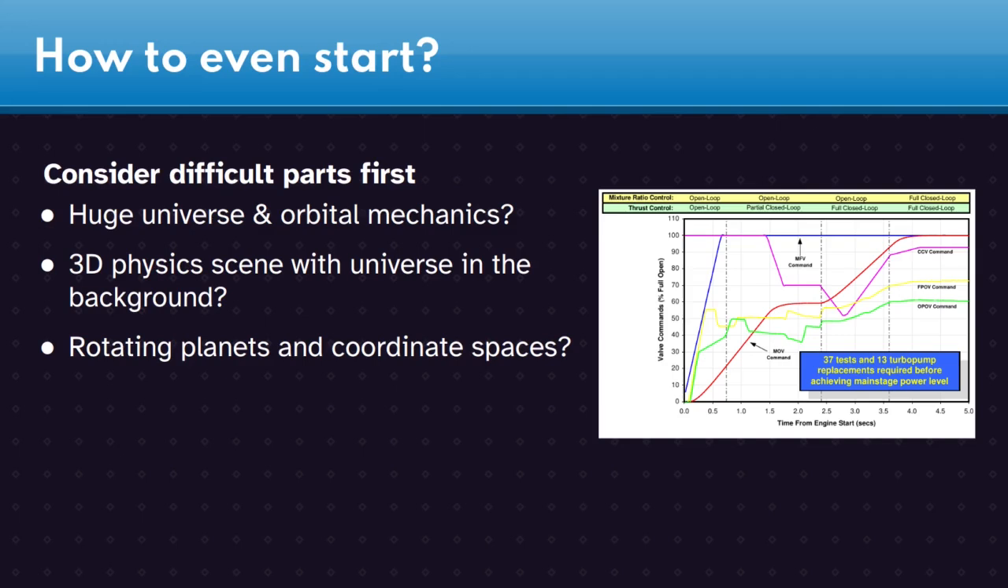Because in the physics engine, you want your terrain and your buildings to be stationary at zero velocity. It's absolutely impractical to have everything moving at the speed of sound, so the physics scene has to be rotating relative to the entire universe.